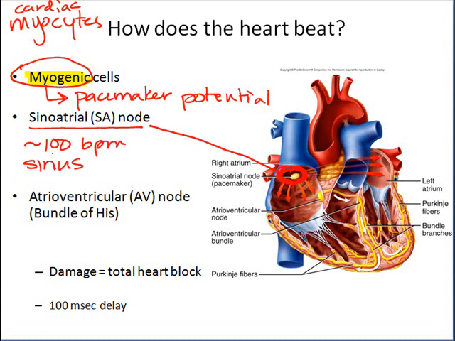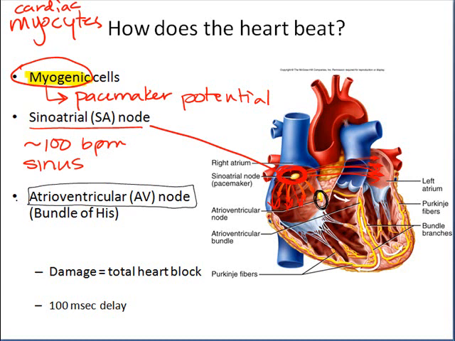Now, when the myogenic cells generate a pacemaker potential, and by the way, in a couple slides I will show you how they do that, that pacemaker potential spreads out across the right atrium. It passes through the interatrial septum and over to the left atrium. At the same time, it also hits a structure located in the sidewall of the atrium called the atrioventricular node. So those are all the places where the pacemaker potential spreads: right atrium, left atrium, atrioventricular node.